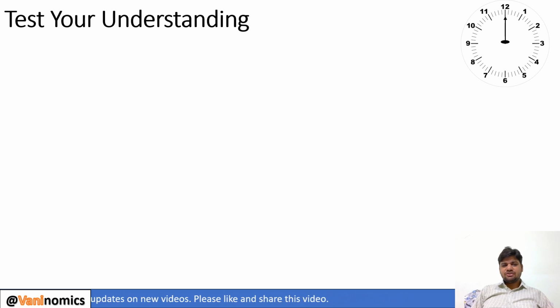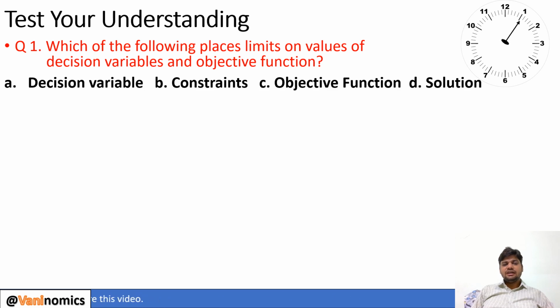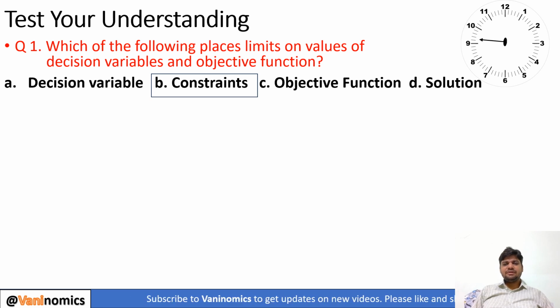Now is the time to test your understanding. Question number 1, which of the following places limits on values of decision variables and objective function? Here are your four options: decision variable, constraint, objective function and solution. So I'm waiting for your right answer, and the right answer is constraint. So constraint places limits on values of decision variable as well as objective function.